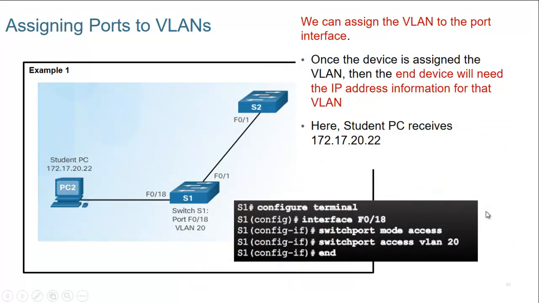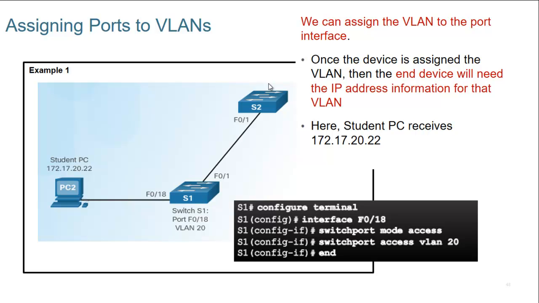So this is an example. We want to assign interface FastEthernet 0/18 to VLAN 20. So we go into the global configuration mode, interface FastEthernet 0/18, switchport mode access, switchport access vlan 20. Now by doing this, we have assigned this interface into VLAN 20.